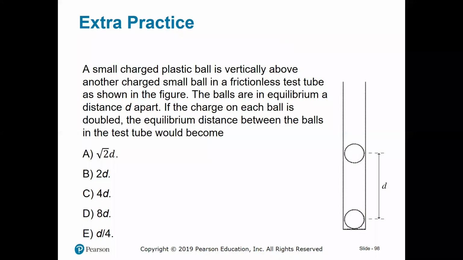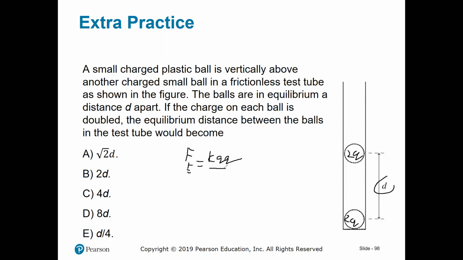Okay, here's a good question. A small charged plastic ball is vertically above another charged small ball in a frictionless test tube, as shown in the figure. The balls are in equilibrium and are at right now a distance of d apart. If the charge of each ball is doubled, so if the charge was just q for each of them, if we now make them 2q each, how are we going to have to adjust this equilibrium distance here?